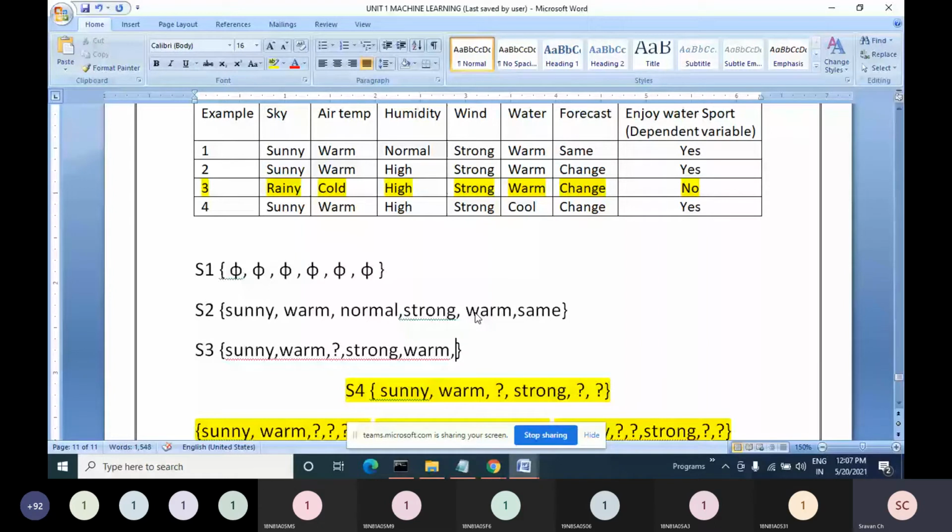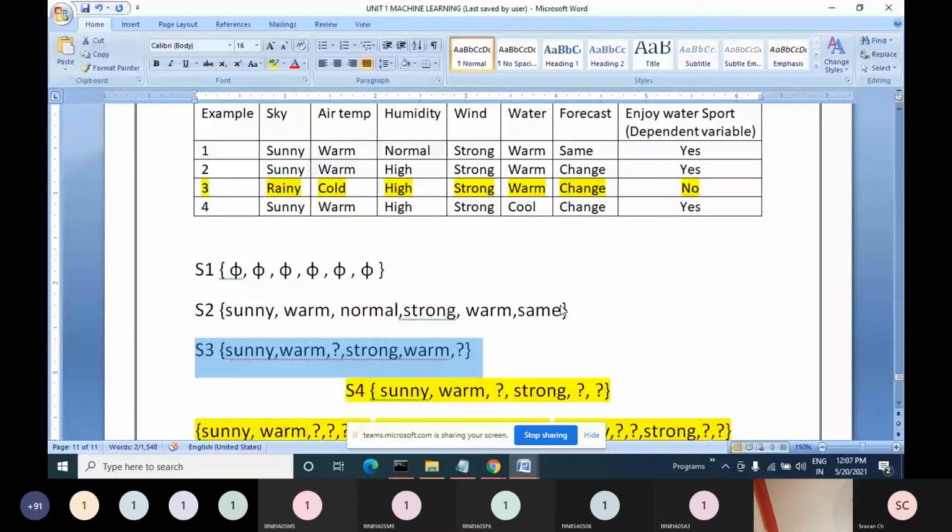What is there in my most specific hypothesis? Same. Means it's a mismatch. When it is a mismatch, put a question mark. Now this is what happened to my most specific hypothesis. This is latest most specific hypothesis when I was looking at record 2. So 2 records completed. Now I should go to third record. What is there in third record? It's a negative example.